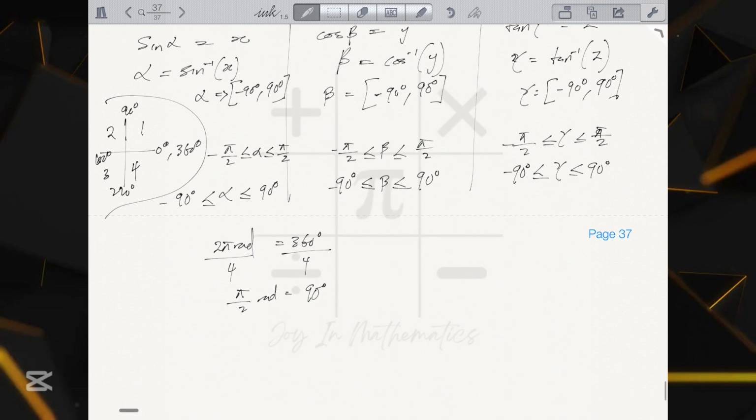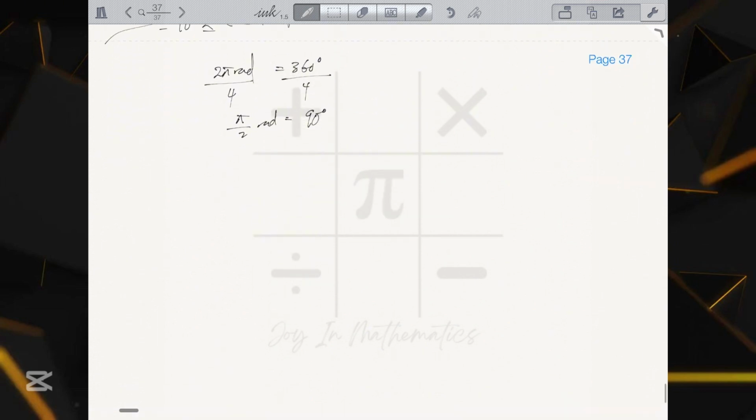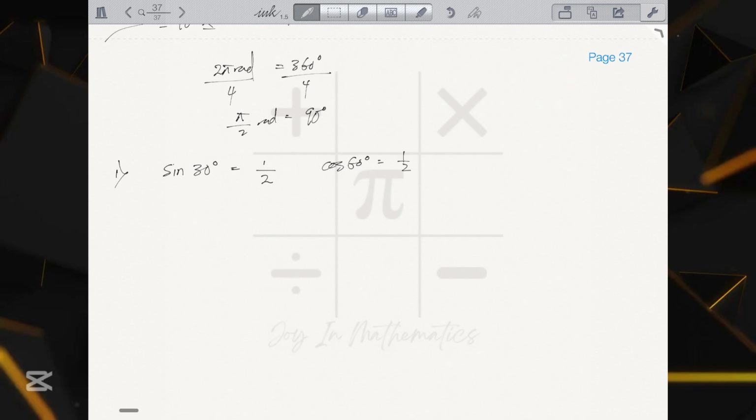So let's take just quick examples in applying sine, cosine, and tangent in their inverse form. And this time we will be using the special angles. We remember in our special angles that sine 30 degrees is equal to 1 over 2. We also remember that cos 60 degrees is equal to 1 over 2. And let's say tan 45 degrees is equal to 1.